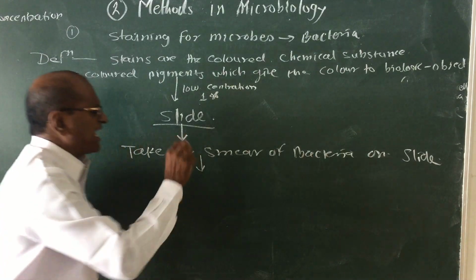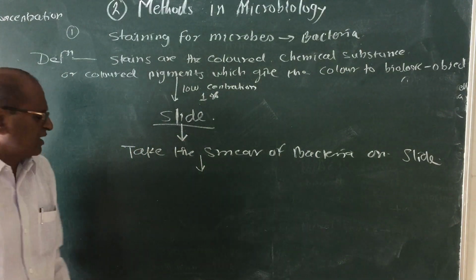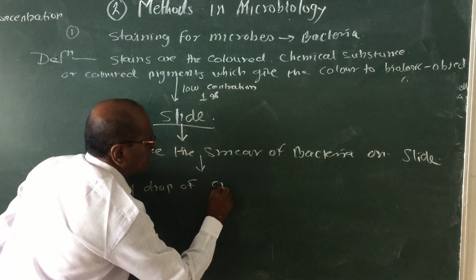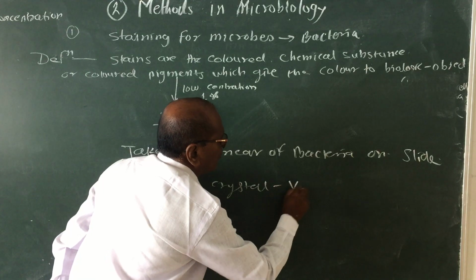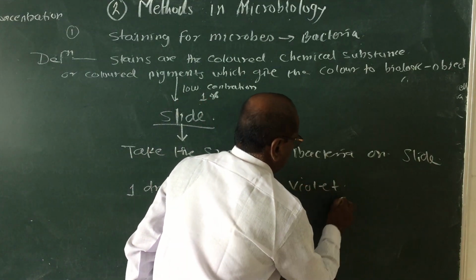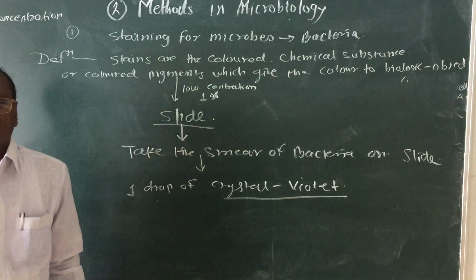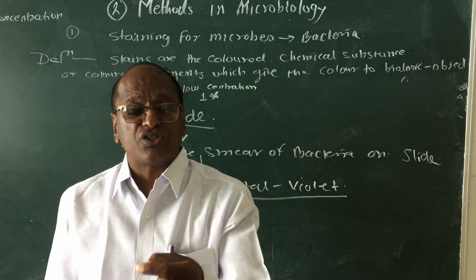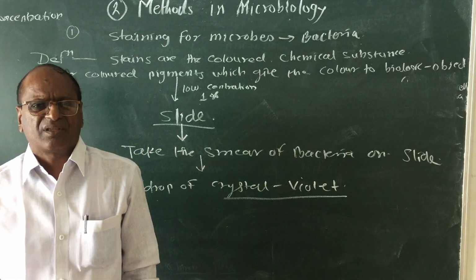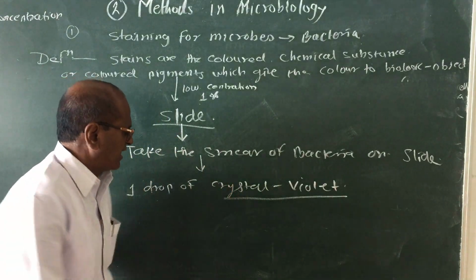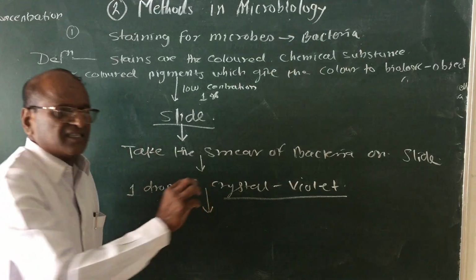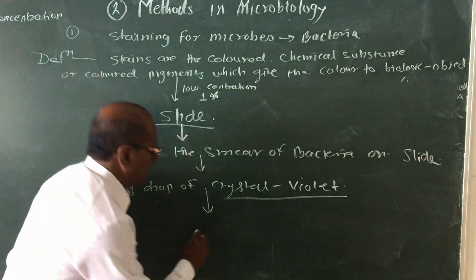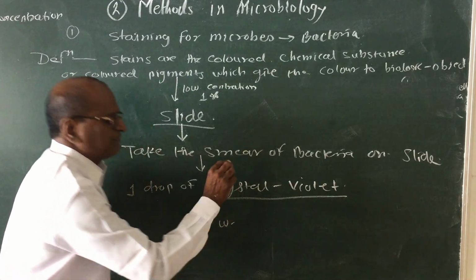In the next stage, take one drop of crystal violet stain on that smear for up to 60 seconds only. Then the slide may be rinsed or washed with distilled water.